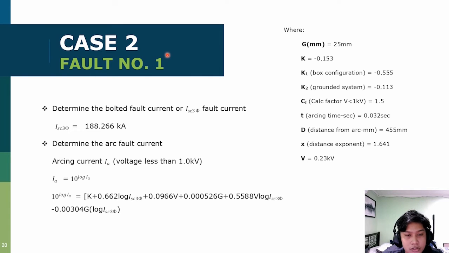This is the genset or generator set. First step, determine the voltage fault current or short circuit fault current, which is 188.266 kiloampere. Next step, we determine the arc fault current. So this is the formula. This one, we have a separate formula, which is this one, to be substituted by these variables.